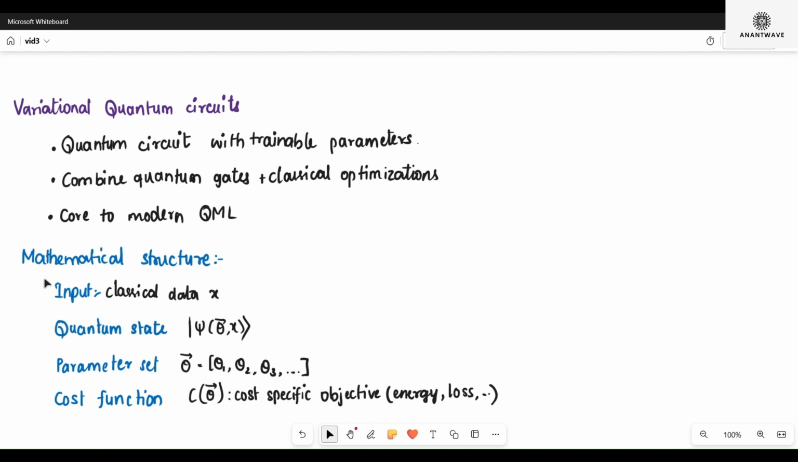Let's study the mathematical structure of VQC. We have an input which is classical data. We'll take the classical data and convert it into a quantum state with a parameter theta, giving phi of theta comma x. Here theta is the parameter set, which can have a wide range of parameters. And then we have a cost function, C of theta. It is a cost-specific objective. If we have an energy objective, we'll have a different cost function. For a loss objective, we'll have a different cost function. Accordingly, we'll select a cost function.